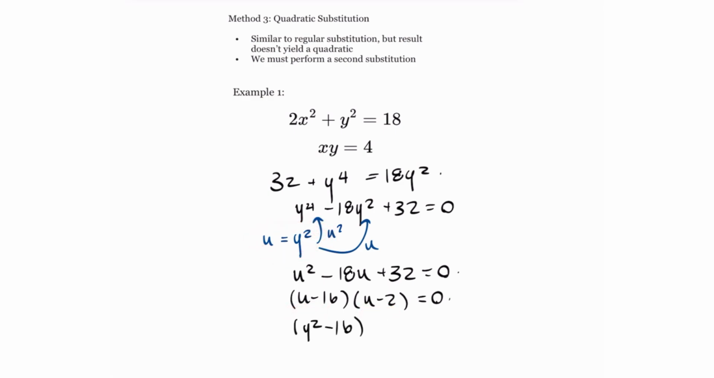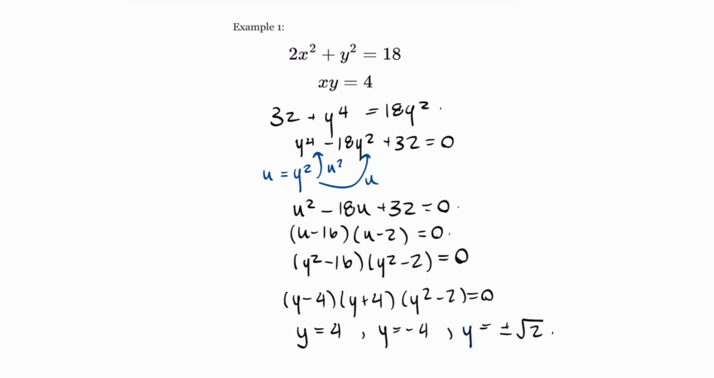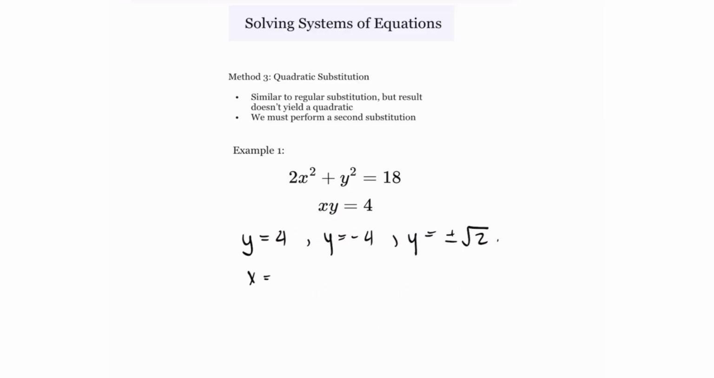And then at this point, we can plug the y squared back into our equation. And then y squared minus 16 is a difference of squares. Sorry, so it's y minus 4 times y plus 4. We can't do anything with that y squared minus 2. So we obtain y is equal to 4, y is equal to negative 4, and y is equal to plus or minus square root of 2.